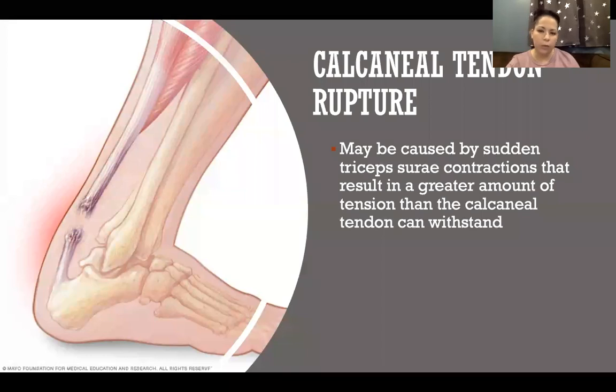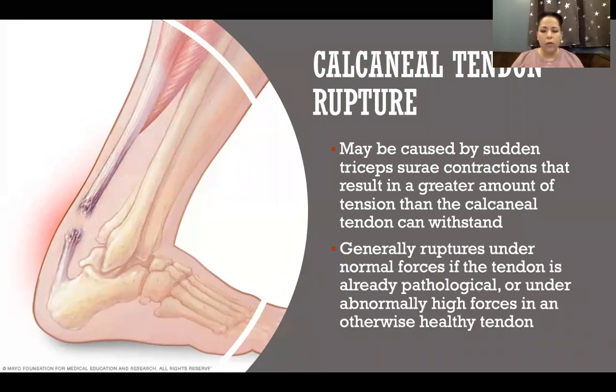So, a calcaneal tendon rupture could be caused by a sudden triceps surae contraction. So, again, that would be gastrocnemius and soleus that result in a greater amount of tension than the calcaneal tendon can withstand. So, it would generally rupture under normal forces if the tendon is already pathological. So, if there's already tendinosis taking place, then normal forces can cause it to rupture because it's weak and not able to withstand normal forces, or it could rupture in a normal healthy tendon if it's exposed to abnormally high forces that it's not able to cope with.